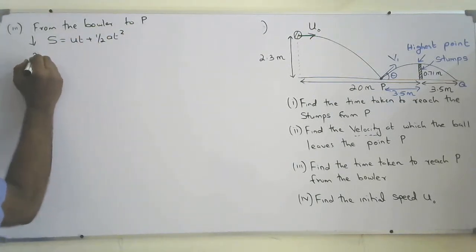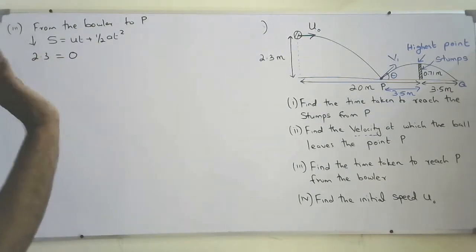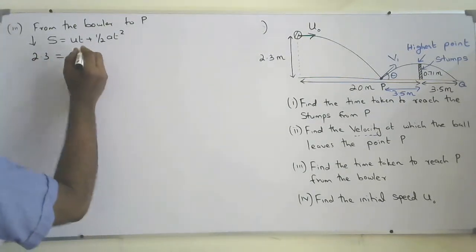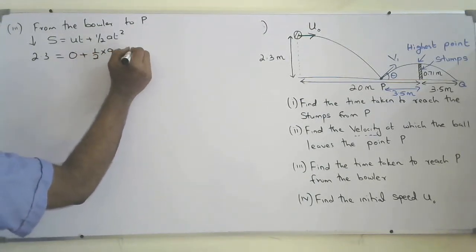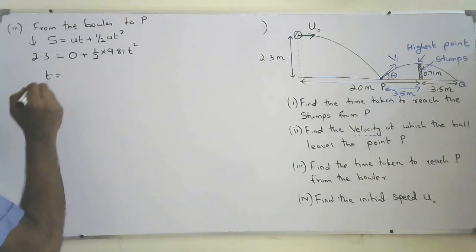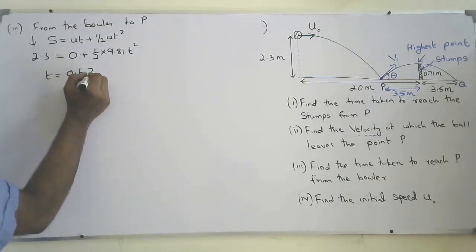So S will be 2.3 meters. Initial velocity vertically is 0 because the ball was released horizontally, plus half into 9.81 t squared. Solve it. We'll get the time. That will be 0.68 seconds.